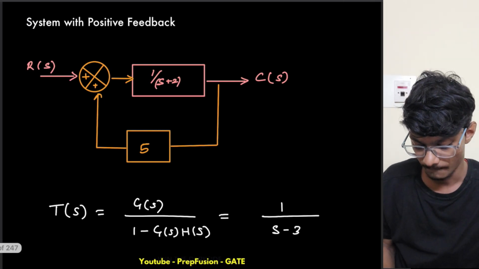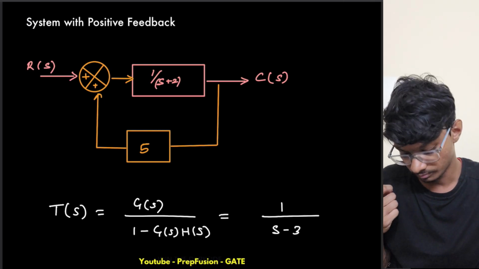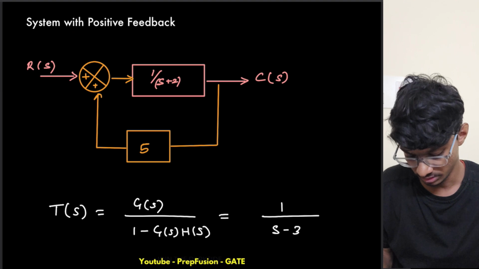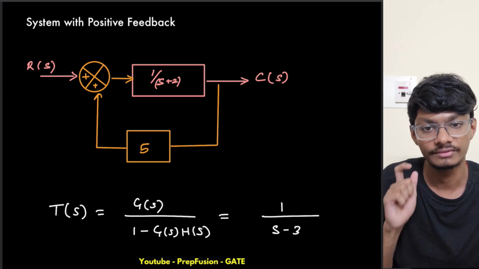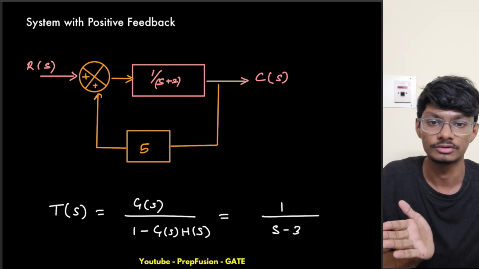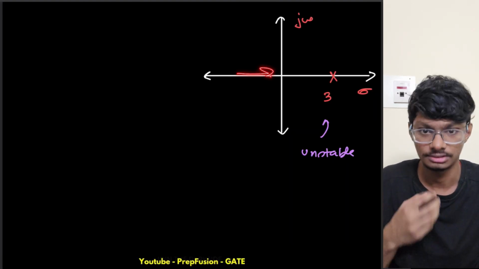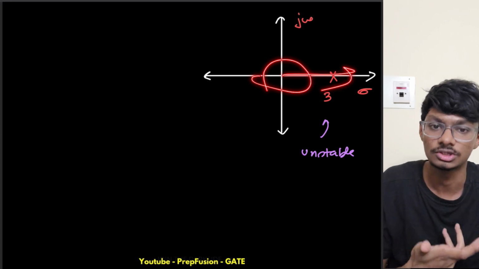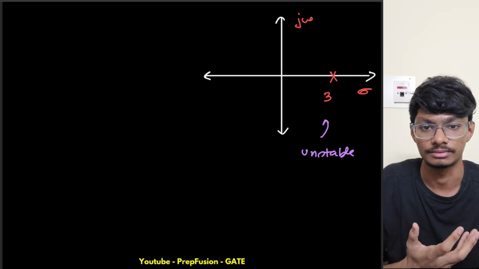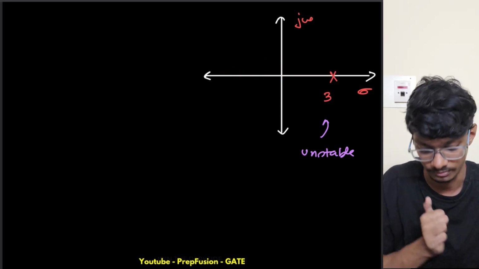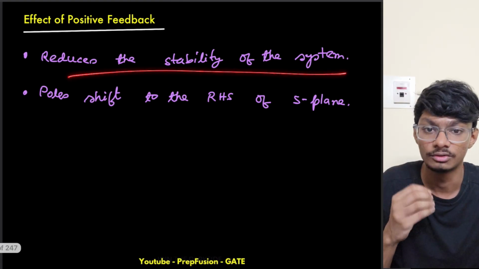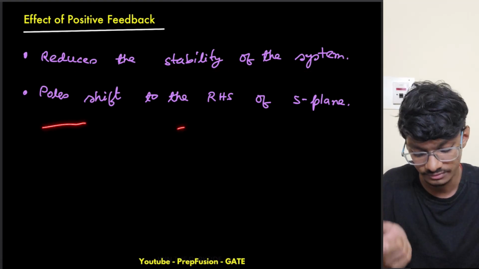Now, system with positive feedback. If I give it positive feedback, what will happen? The pole will try to shift more towards the right. If the pole shifts more towards the right and somehow reaches the right side of the s-plane's imaginary axis, then the system will become unstable. The stable system will become unstable. So it reduces the stability of the system. The pole shifts to the right half of the s-plane.